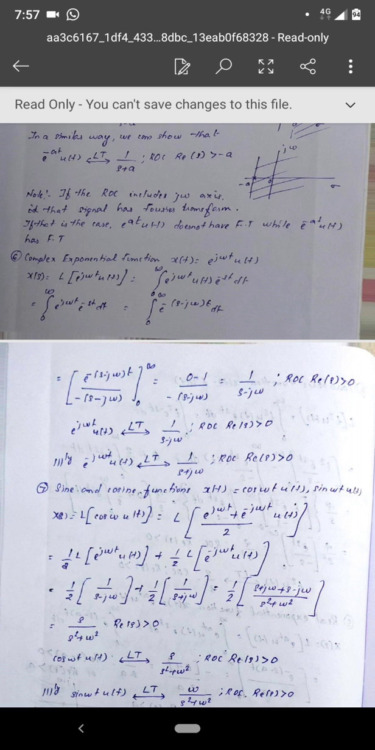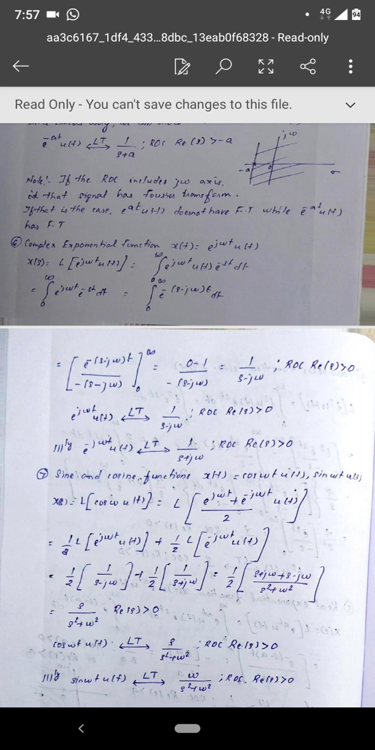Here also, as we are concerned only with the sigma value, the region of convergence will depend on the value of sigma, or we can say that real part of s greater than 0 is the region of convergence. So e raised to j omega t u of t has Laplace transform 1 by s minus j omega, region of convergence real part of s greater than 0. Similarly, e raised to minus j omega t u of t has Laplace transform 1 by s plus j omega, where the region of convergence is real part of s, or sigma value, greater than 0.